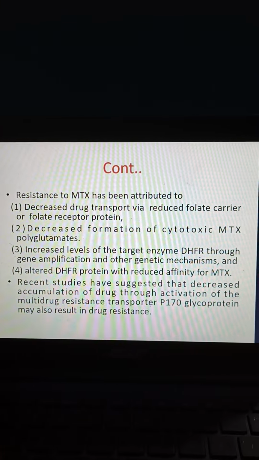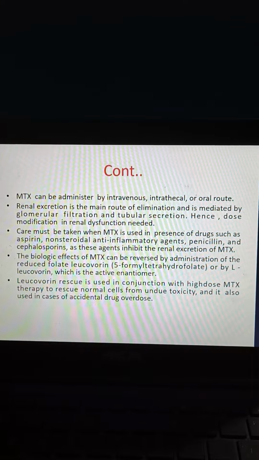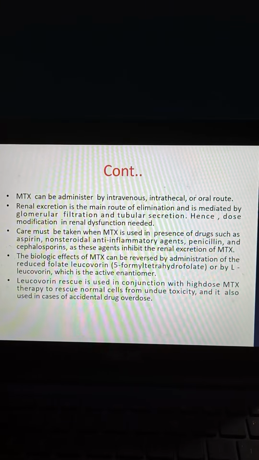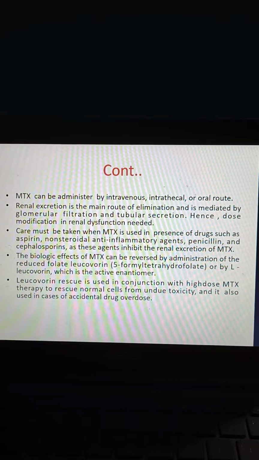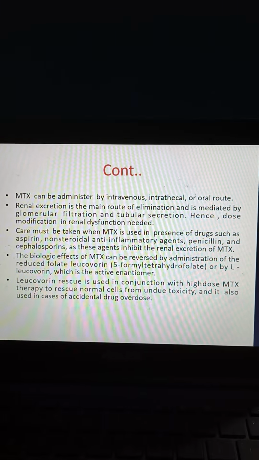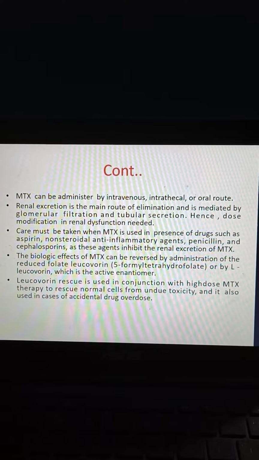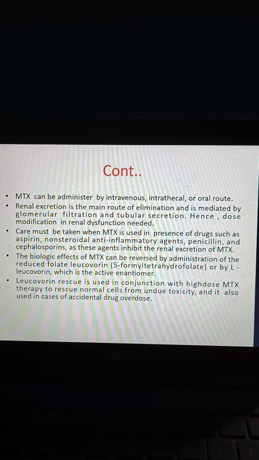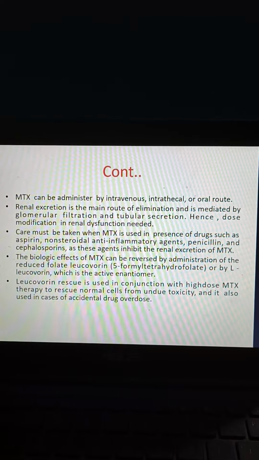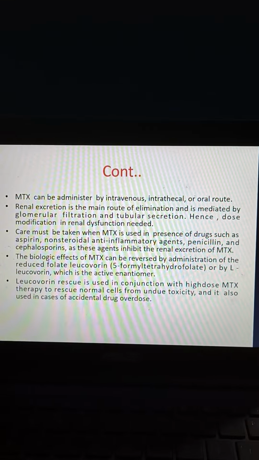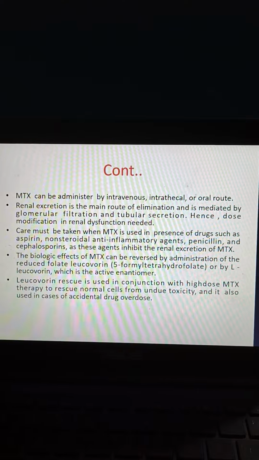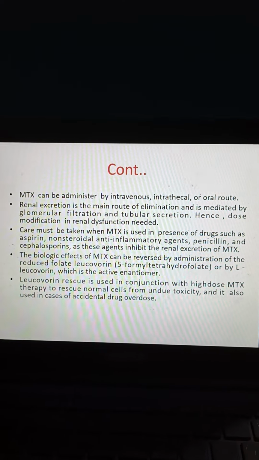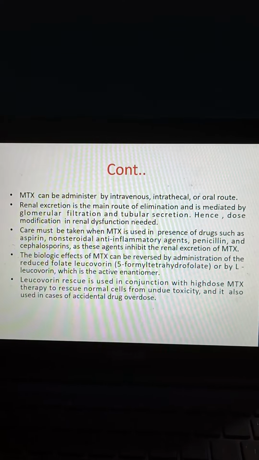The biologic effects of methotrexate can be reversed by administration of the reduced folate leucovorin, 5-formyl tetrahydrofolate, or by L-leucovorin, which is the active enantiomer. Leucovorin rescue is used in conjunction with high-dose methotrexate therapy to rescue normal cells from undue toxicity, and it is also used in cases of accidental drug overdose.